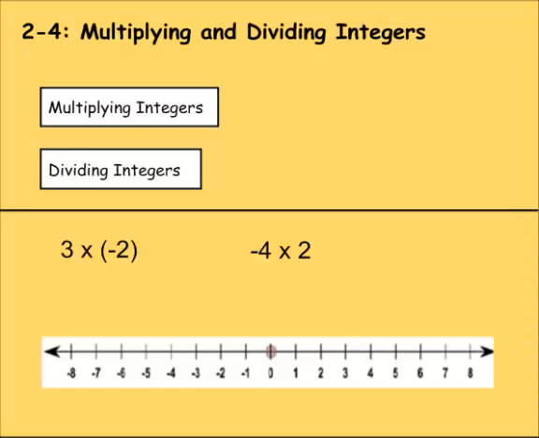Lesson 4 of Chapter 2 is about multiplying and dividing integers, and we're going to do that in that order, multiplying first and then dividing. First, we have a couple of these to work on with the number line down here. We have positive 3 times negative 2. Stop and think about that for a second. What does that mean? We have negative 2 three times.